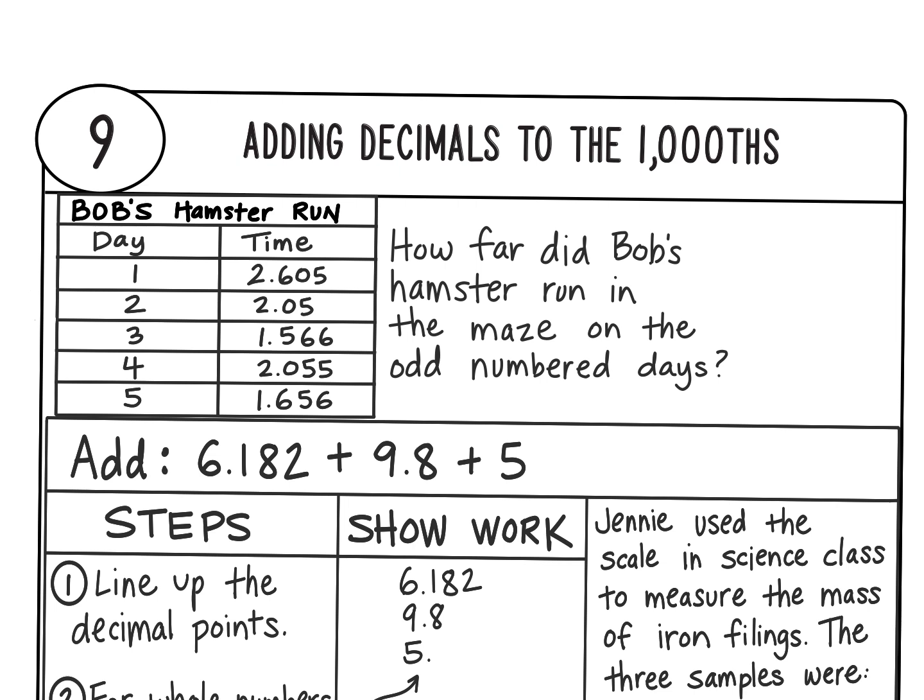All right, looking at the very first one, it's adding decimals to the thousandths. I'm given a table, and it says Bob's hamster run. How far did Bob's hamster run in the maze on the odd numbered days? That's what I'm trying to figure out. So I'm looking at my odd numbered days. That's 1, 3, and 5. Okay, so I'm looking at this number, and this number. That is how I'm going, wait, hold on.